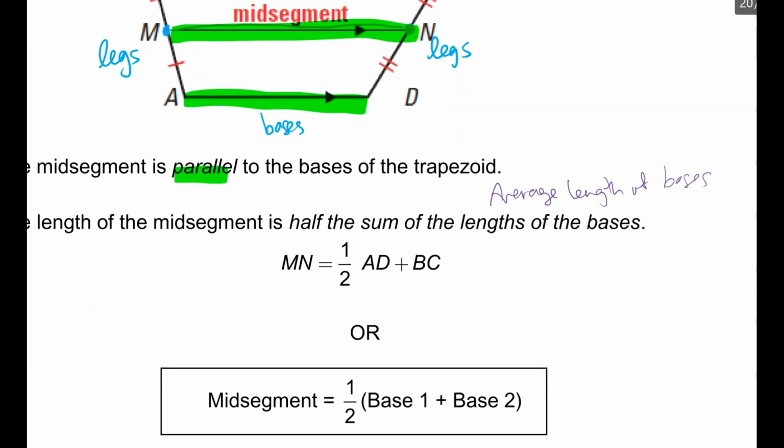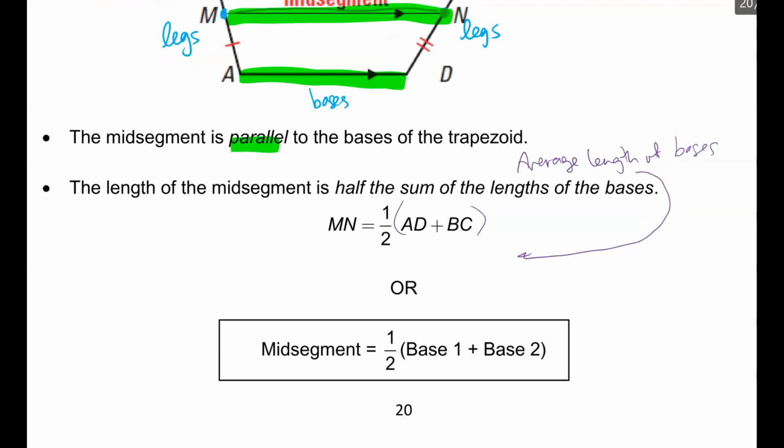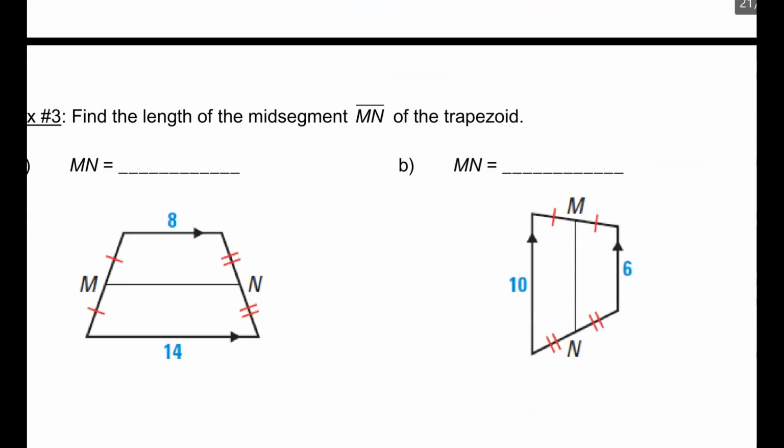So we have our legs, we have our mid-segment. So you can see it's just the average. You add the two things together and you divide by 2, and that's the average. That's also going to be the mid-segment length. So you sum the two lengths of the bases and divide by 2. All right, let's give it a shot.